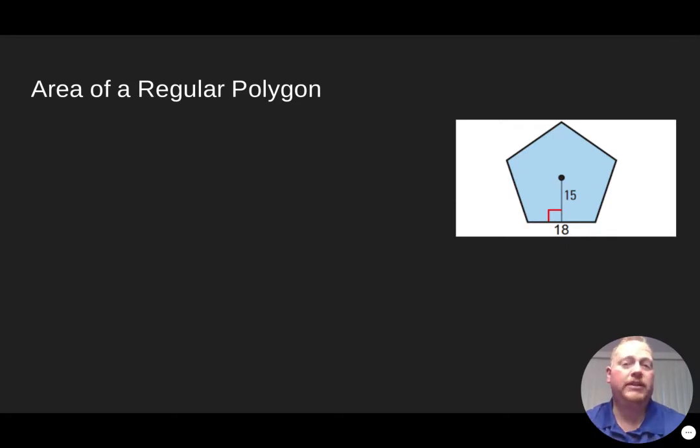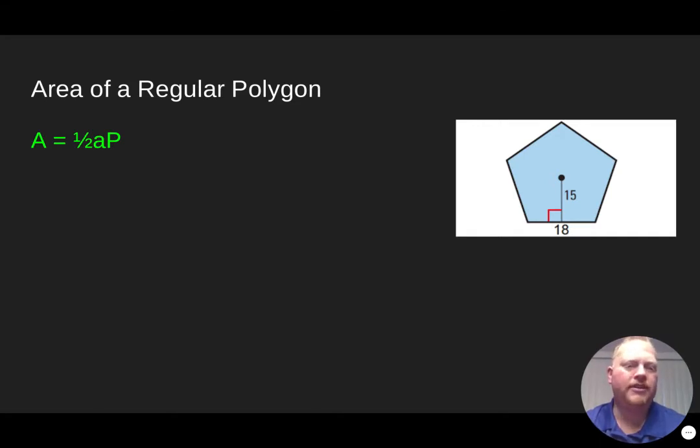So let's take an example. Here I have a polygon. It straight up tells us that the apothem is 15. So I can go ahead and take that formula. The big A stands for the area. The little a stands for the apothem. So just to be clear.